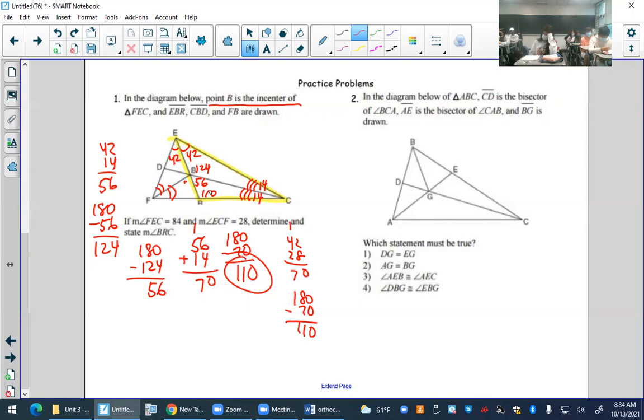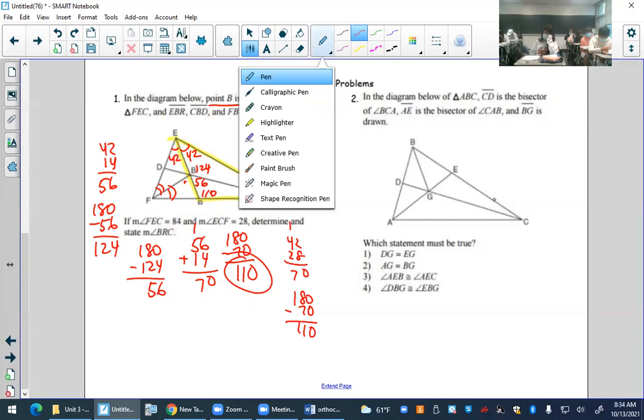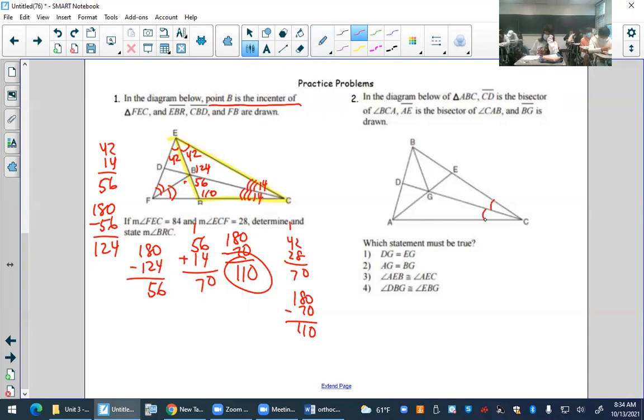Numero dos. In the diagram below, CD is the bisector of angle BCA. So that means that this is congruent to that. AE is the bisector of angle CAD. And BG is drawn. Now, this is a question on the test that a lot of people got wrong, so pay attention. They did not say in here that BG is an angle bisector. But I know it is.